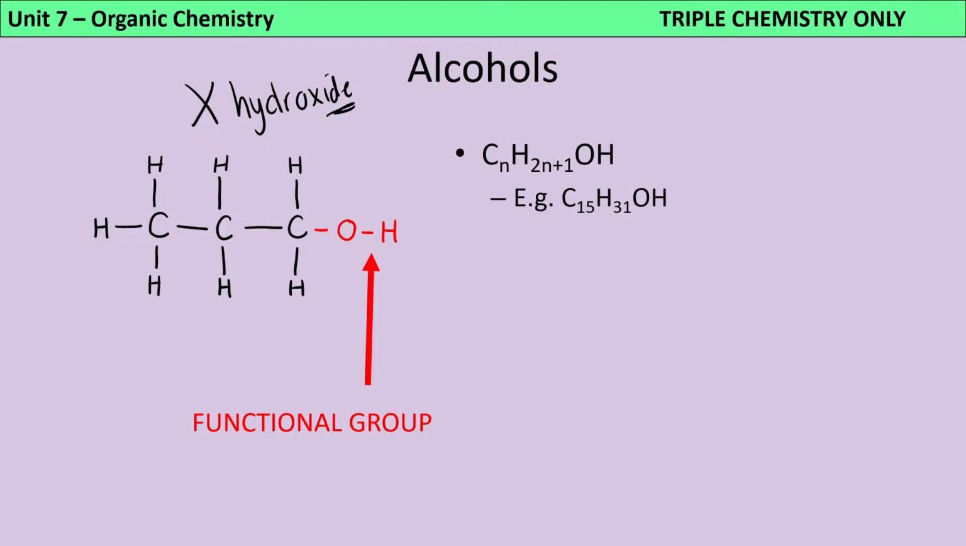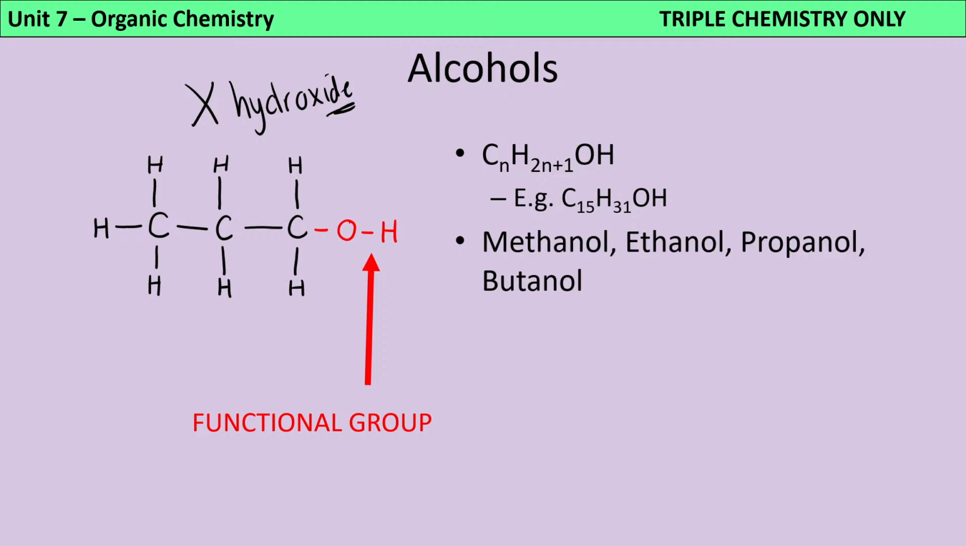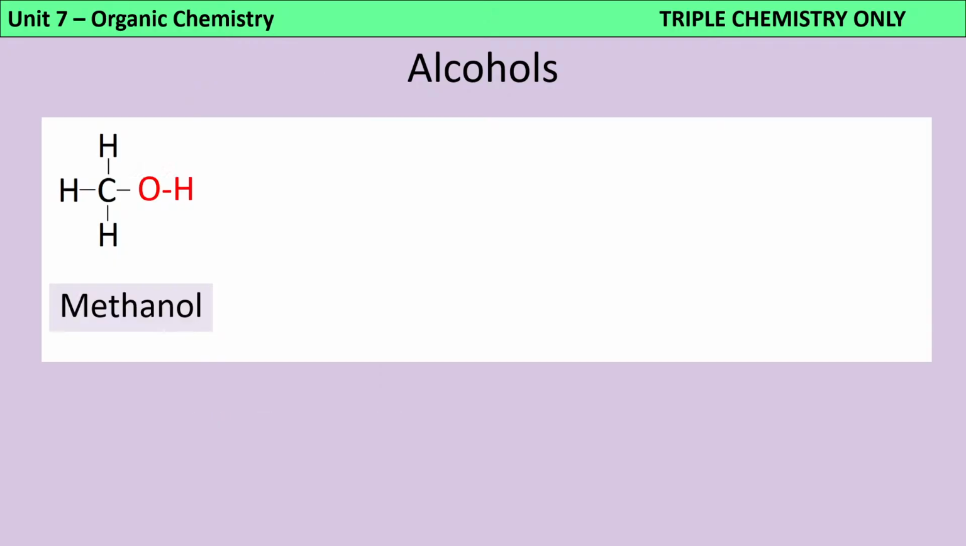The general formula for alcohols is CnH2n+1OH. And just like with any other general formula, you can use that to work out the molecular formula of a specific alcohol. We're going to name them in a very similar way to the others. So the same prefixes, but this time our ending is going to be -anol, like ethanol or propanol. So you should be able to draw them all.